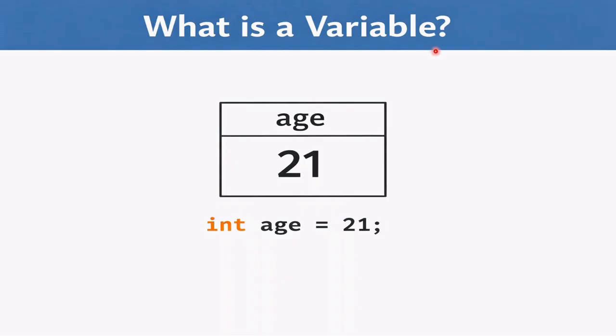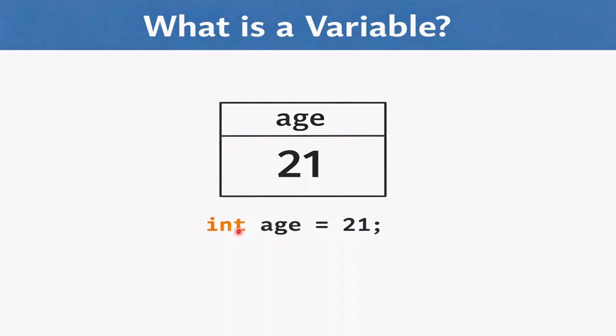So what is a variable? Think of it as a simple box and the name of the box is age. And inside this box, we are storing the value 21. So in programming, this box is called a variable. int age = 21. In Java, we create this box using this line of code.